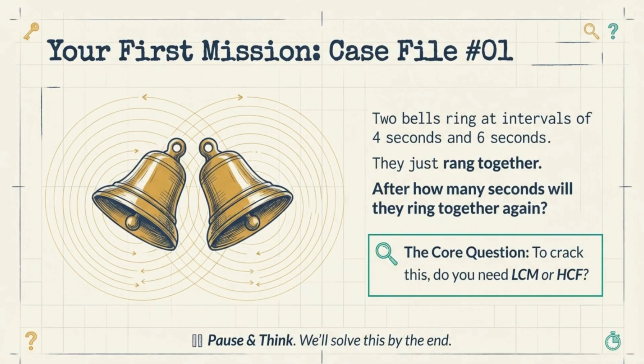Here is your first mission. Case file #01. Listen closely. Two bells are ringing. One rings every 4 seconds. The other rings every 6 seconds. They just rang together now. The question: after how many seconds will they ring together again?